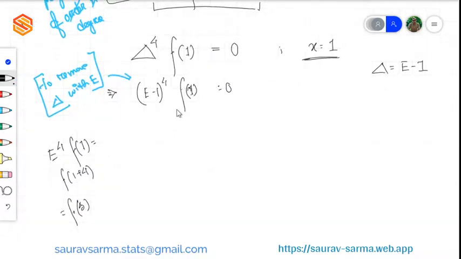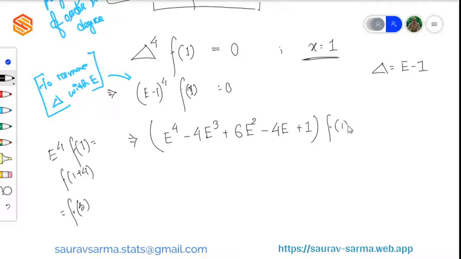So we found that delta to the power 4 f of 1 equals 0. This implies (E minus 1) to the power 4 f of 1, which is equal to (a minus b) whole to the power 4, which is E to the power 4 minus 4 E to the power 3 plus 6 E square minus 4 E plus 1. Now this is the expansion of (E minus 1) to the power 4.